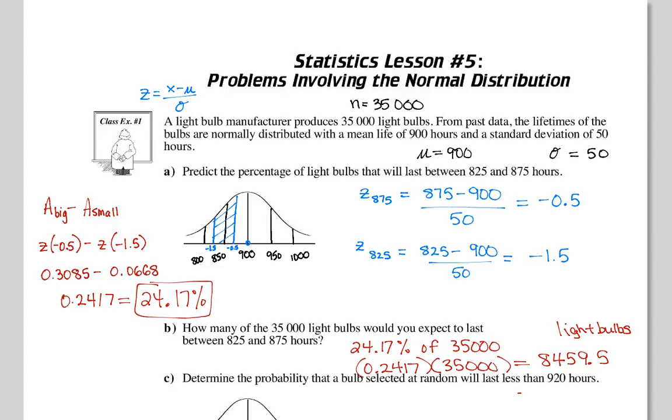Can you have half a light bulb? So I would say probably 8460. I would round this one up. And at that point, you're pretty much splitting hairs. If this was like a numeric response and my answer was 8460, if you put 8459, I would give you that. I'm not trying to like punish you guys. Okay? So 8460.